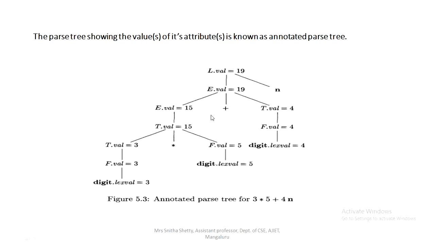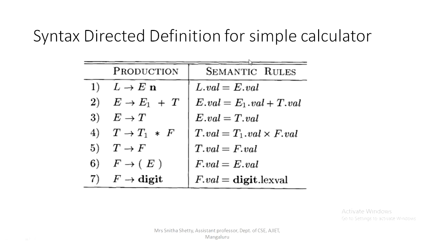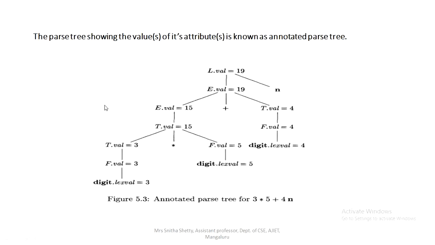Okay, because E plus T you see here can be reduced to E. So I'm doing here E plus T getting reduced to E. So 15 plus 4 getting reduced to 19, and finally 19 gives L, and here N because it is 4N. So this is how we are drawing an annotated parse tree.